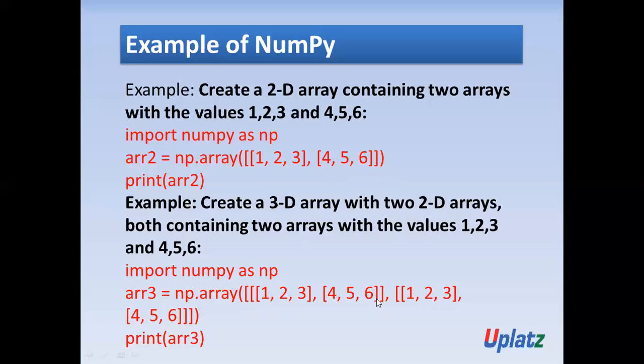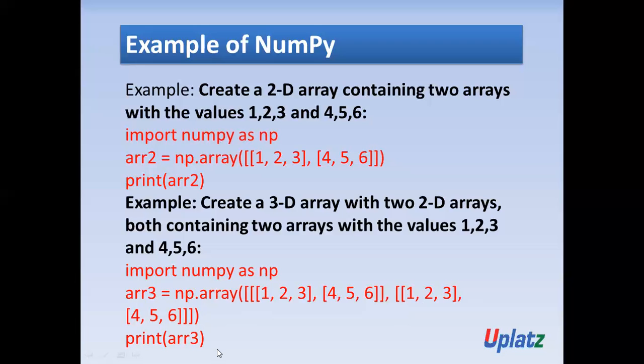See here, we have just closed these two square brackets. Still one, the outer list, is still open. So give a comma. And then again, another square bracket and then another square bracket, 1, 2, 3, comma, 4, 5, 6. And then close with these two square brackets. Close it, and finally print the value of array3.